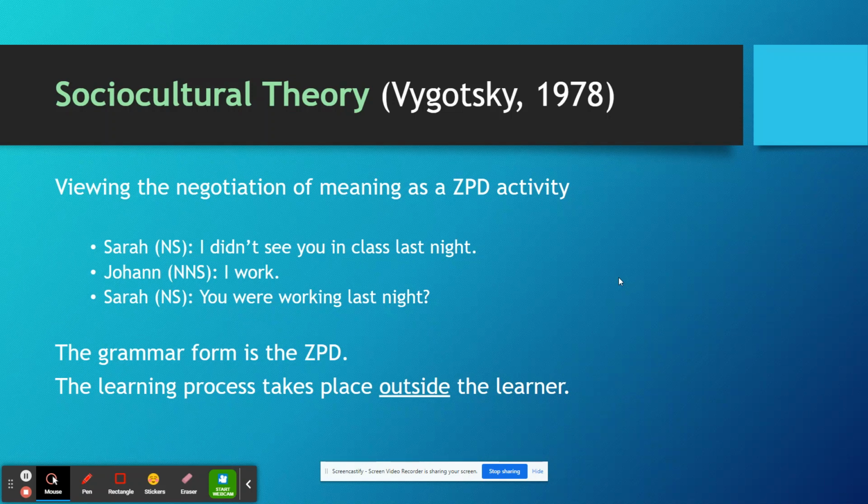Vygotsky would explain that the learner in this situation learns faster because someone is helping him. Notice that the other person is not necessarily trying to help him learn. She's only trying to communicate and make sure she understands him, but in the process, she provides him with the grammar form that he needed to use and that he's probably developmentally ready to acquire. In this case, the grammar form is the ZPD. And again, we see that the learning process takes place outside the learner.